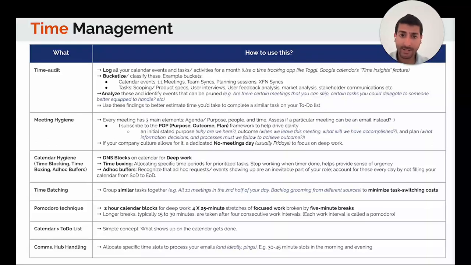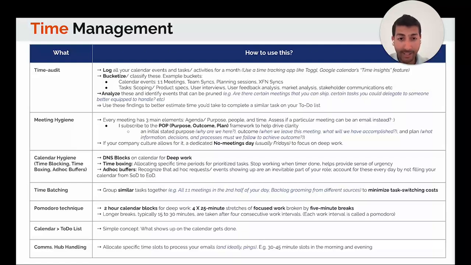And then you bucketize these events and activities into categories or labels that make sense to you, right? And then you analyze those buckets and assess which ones can be pruned or dropped, right? And you might want to ask yourself questions like, are there certain meetings that you can skip? Are there certain tasks that perhaps might be better delegated to someone who's better positioned to handle those? So on and so forth, right? You get the gist. And the idea here is to use those findings to better estimate the time you would take to complete a similar task whenever they feature on your to-do list, right? So this is a periodic activity, but I think it's super valuable to do this from time to time.